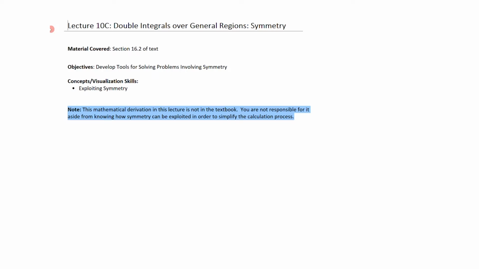The objectives are therefore to develop tools for solving problems involving symmetry, and the concepts or visualization skills are basically knowing how to exploit symmetry. Note this mathematical derivation is not in the textbook. You are not responsible for it, aside from knowing how symmetry can be exploited in order to simplify the calculation process. As usual, the second slide is just a summary of the contents to follow, so we'll just move on.